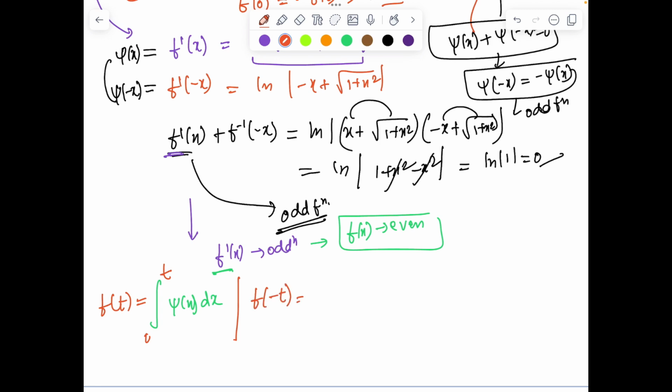So replace t with minus t. I'll have the integral from 0 to minus t of psi of x dx. And now I'm going to use a change of variables.